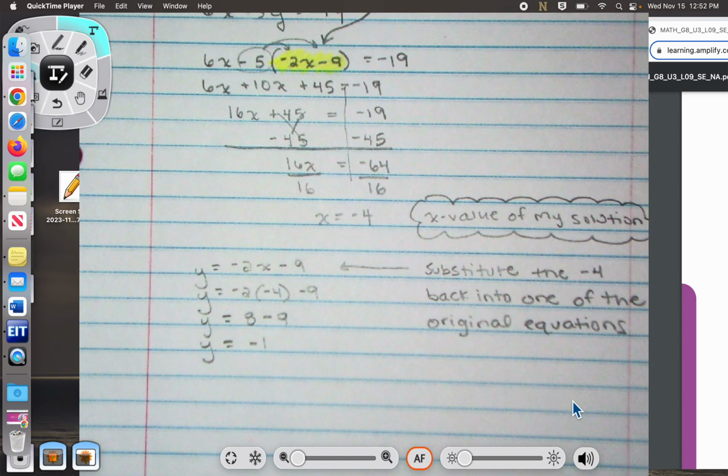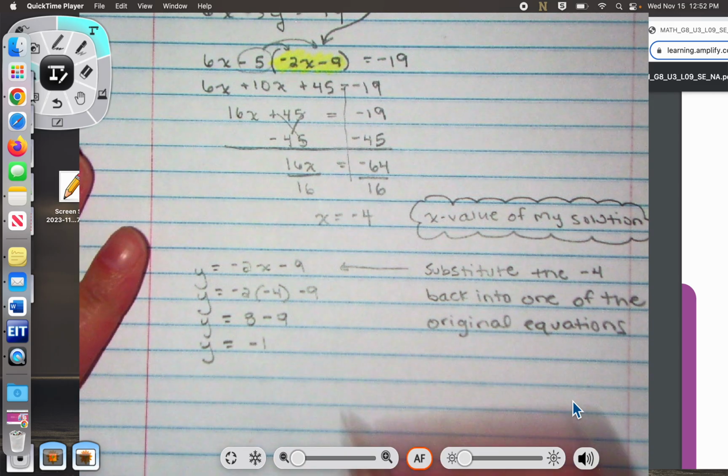So what is my solution to this system of equations, Logan? Negative 4, negative 1. Yep.